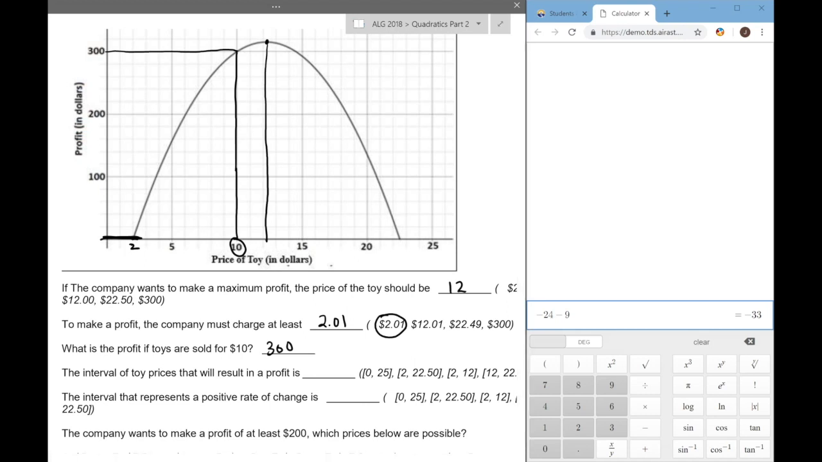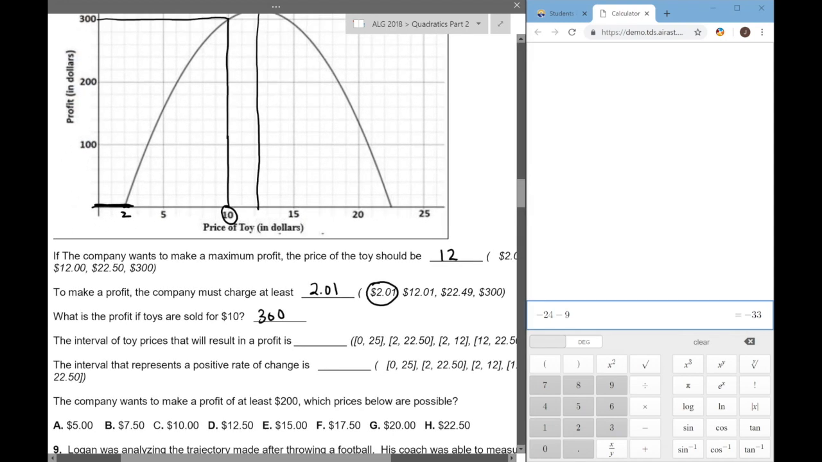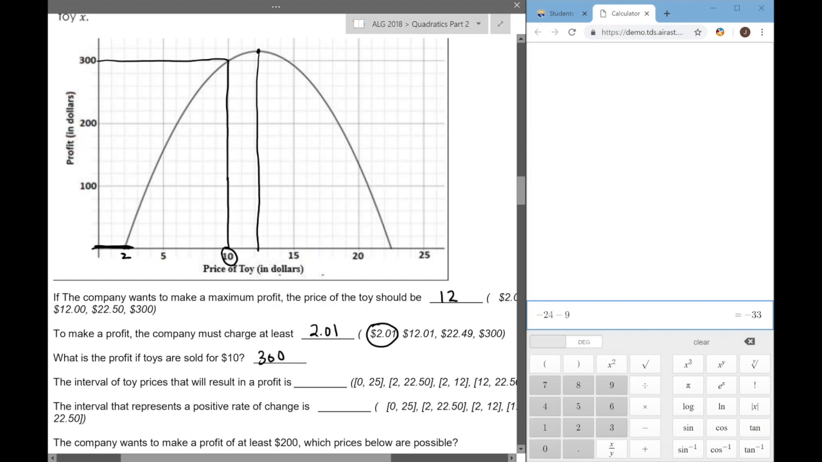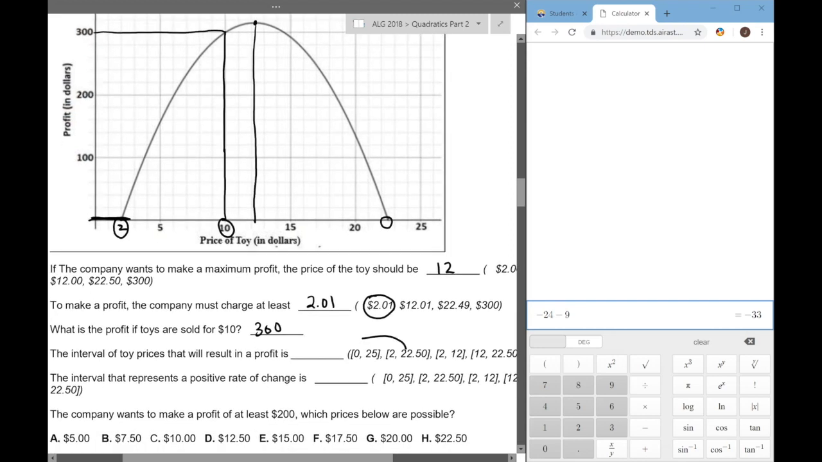The interval of toy prices that will result in a profit. So in a profit would result, so the interval, starting at, how much money do they sell toys at? They sell them at $2 right here. And what's the highest amount they sell it for? Well, they sell it for the highest price over here, which is in between 20, let's see, that's 21, that's 22, so about $22.50 would sound good. So that would be this answer. The lowest number they sell it at is $2. The highest number they sell it at is about $22.50.